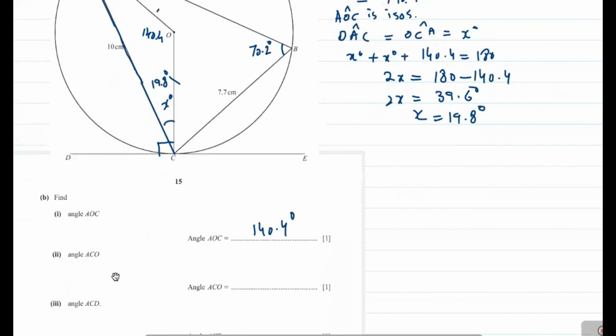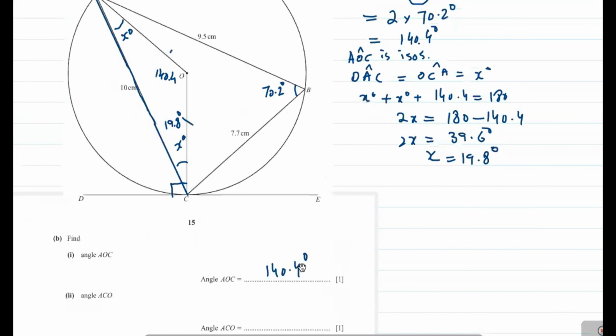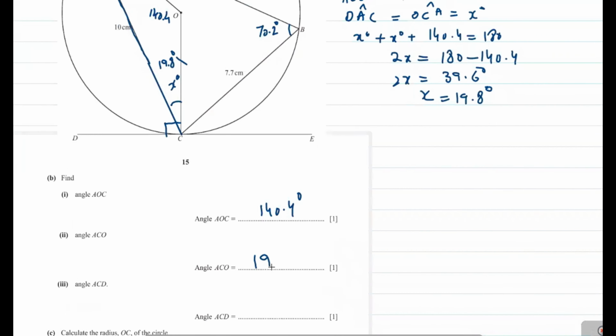Next is the angle ACO. This is the angle ACO, and we already found it. OCA is the same as x degrees, and that is 19.8. We can write it as 19.8 degrees.